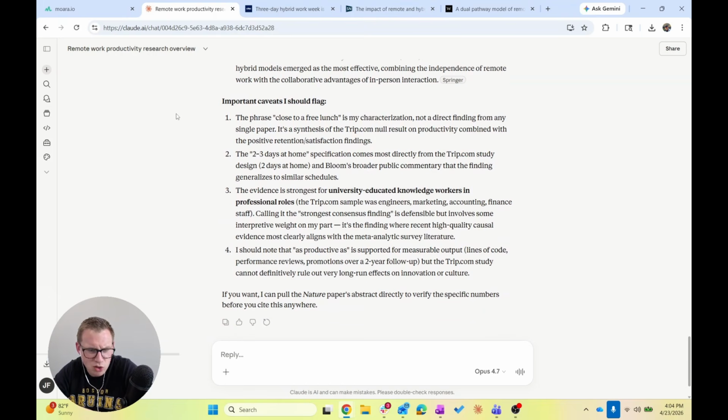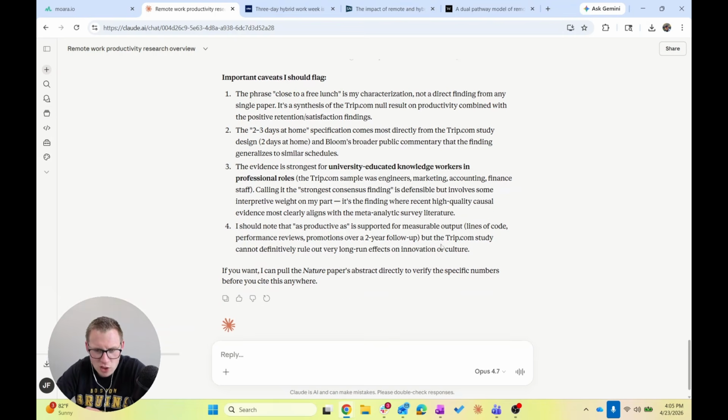Just these caveats could be interesting. The phrase close to free lunch, yeah, that's fine. 2 to 3 days at home specification comes mostly from the trip.com study design. So I mentioned that up top. I don't find that interesting. Strongest for university educated knowledge workers. That's not that surprising. I should note that productivity is supported for measurable output. So these are just caveats.